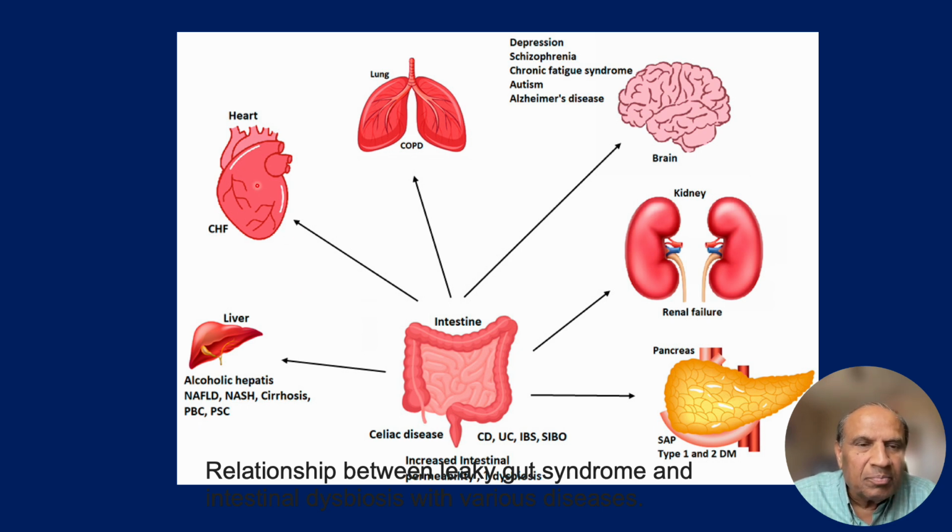In the heart, it may be associated with congestive heart failure. In the lungs, it may be associated with COPD or asthma. In the central nervous system, it may cause depression, schizophrenia, chronic fatigue syndrome, autism, or Alzheimer's disease. It may tip over chronic renal disease into renal failure and has been associated with severe acute pancreatitis or type 1 and type 2 diabetes mellitus.